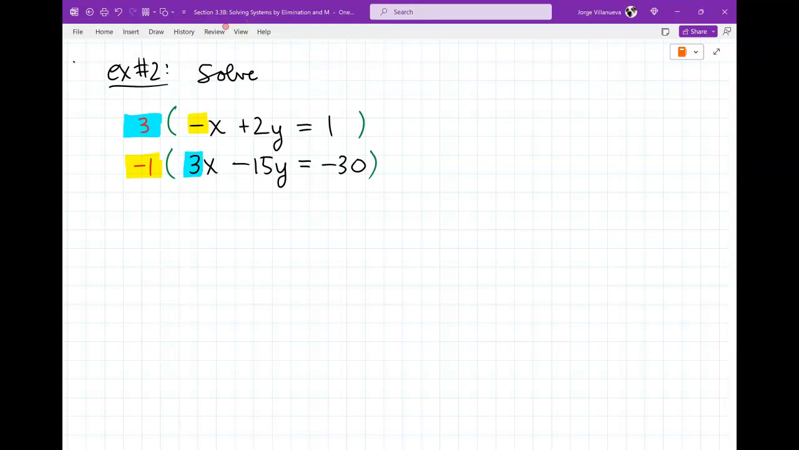Remember, you're going to distribute. You're going to do this huge distribution, right? I'm going to erase the lines right now, but you're doing this huge distribution for the whole equation. So let's do that. 3 times negative x, negative 3x. 3 times 2y, positive 6y. 3 times 1, that's 3. Now let's do the negative 1 portion. Negative 1 times 3x, negative 3x. Negative 1 times negative 15y, positive 15y. And negative 1 times negative 30, positive 30.